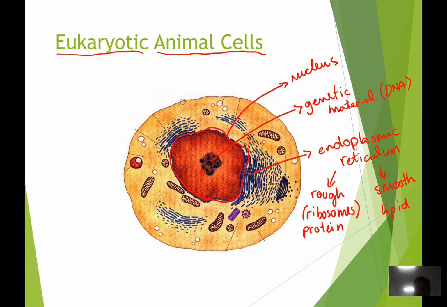These ribosomes can be found not only on the endoplasmic reticulum, but also just floating around in the cytoplasm of the cell. By the way, all of this yellow area is the cytoplasm.